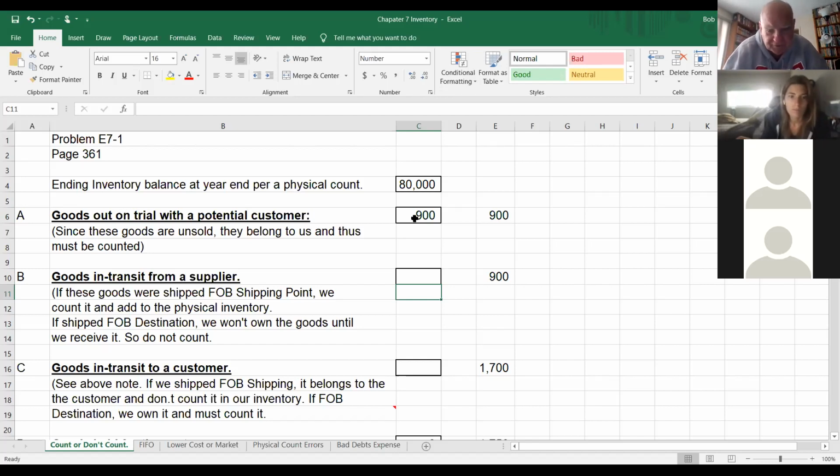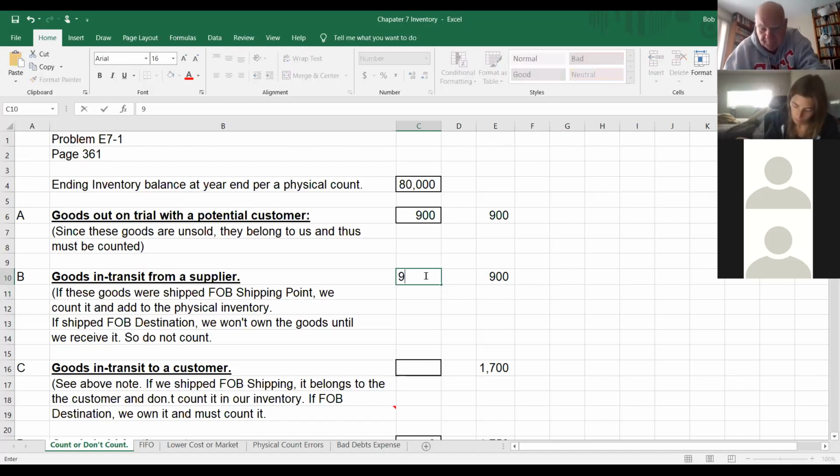So let's take a look at these here. Goods in transit from a supplier. A supplier has filled our order. The goods were shipped FOB shipping point. As soon as it was shipped, who owns that? The seller or the buyer? The buyer. We're the buyer, huh? So we have to count this $900, right? Good.